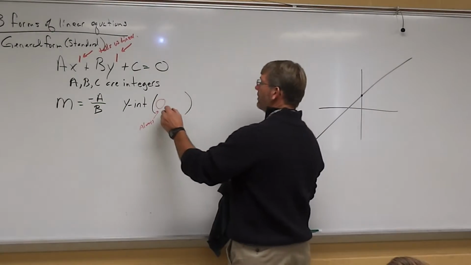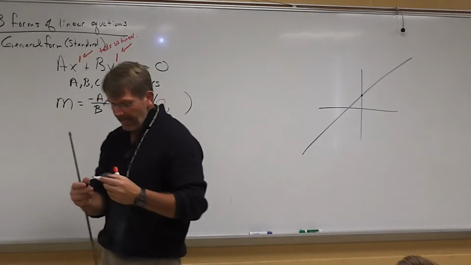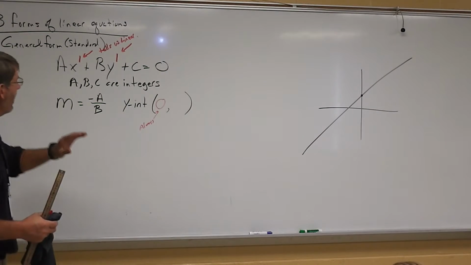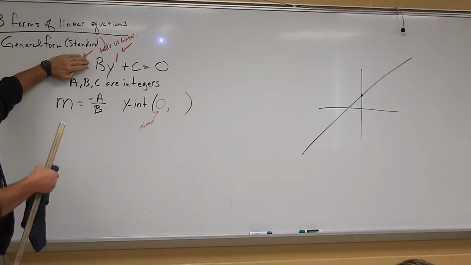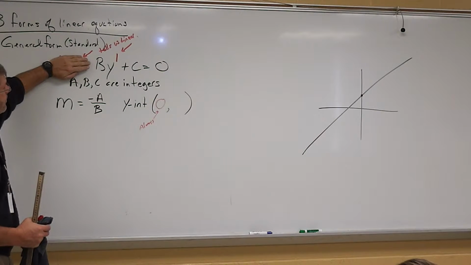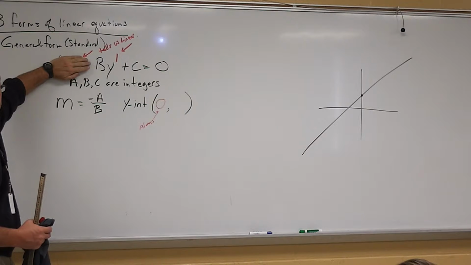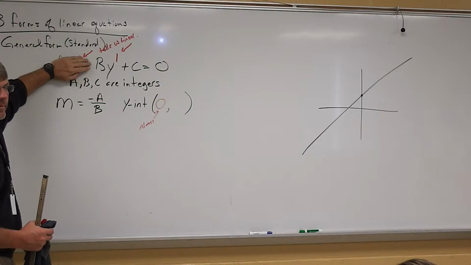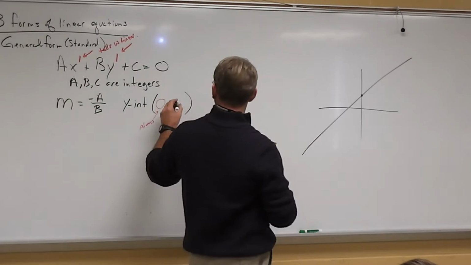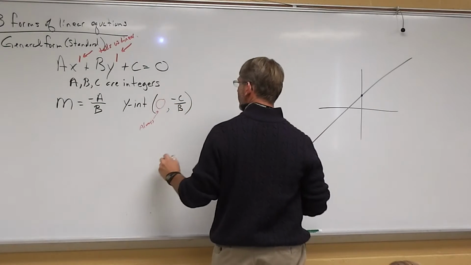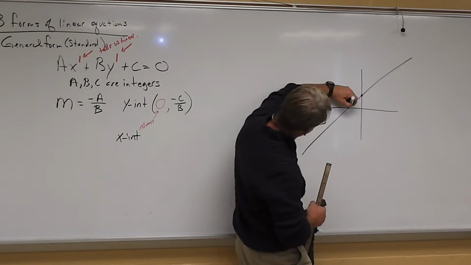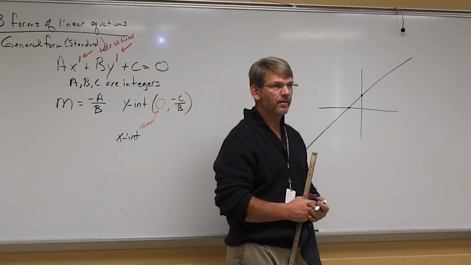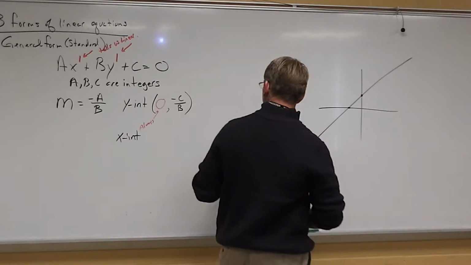Alright, the y-intercept, in fact, okay. If we let x be 0 and solve for y, if I let x be 0, that term is essentially gone, isn't it? Solve for y. Negative c over b. X-intercept, if my graph is crossing the x-axis, what's the y-coordinate? 0. Always, right?